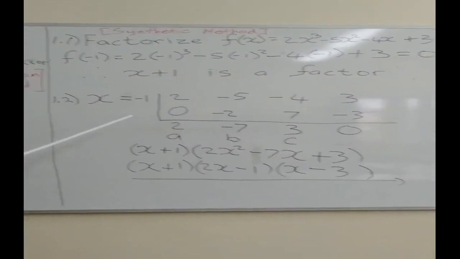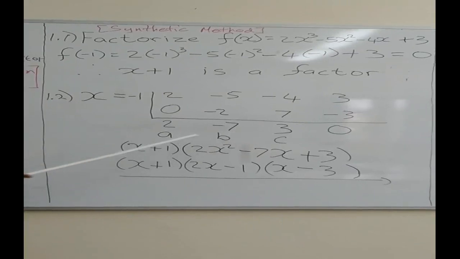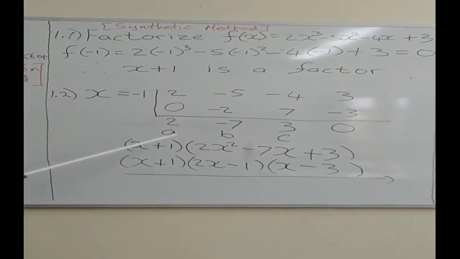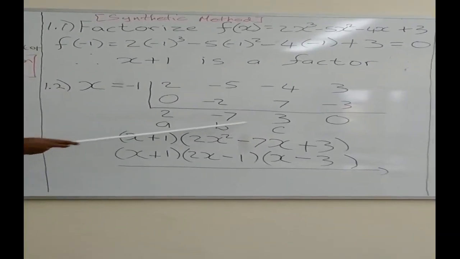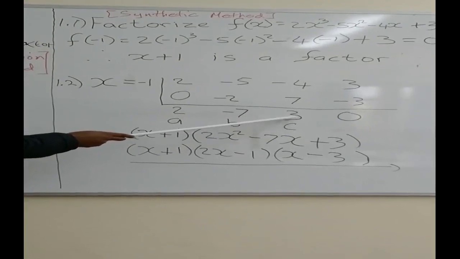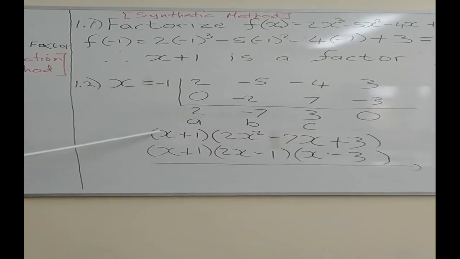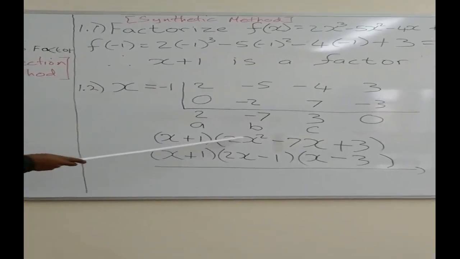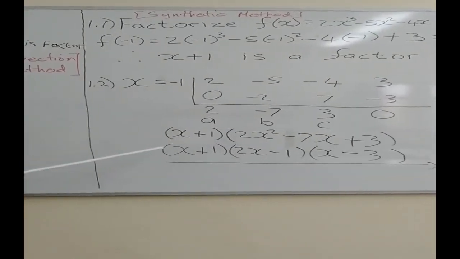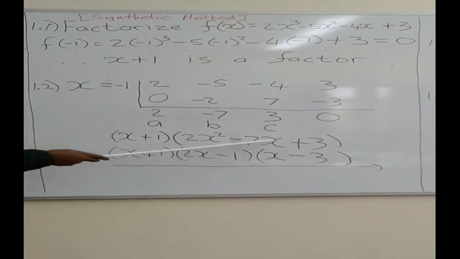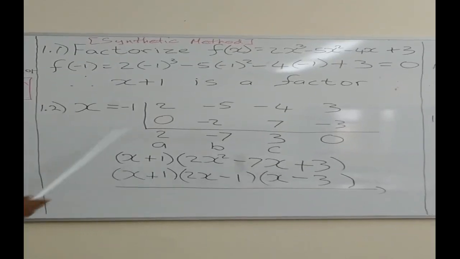Now, the values that we've got here, which are the coefficients 2, minus 7, and 3, are the coefficients of a quadratic equation. So this 2 will be my A, this minus 7 will be my B, and this 3 will be my constant, which is C. And then I have my factor, which is x plus 1, into 2x squared minus 7x plus 3. My last step is to factorize 2x squared minus 7x plus 3. I get x plus 1 into 2x minus 1 and x minus 3.